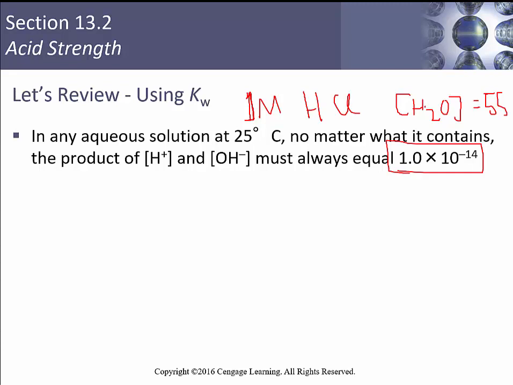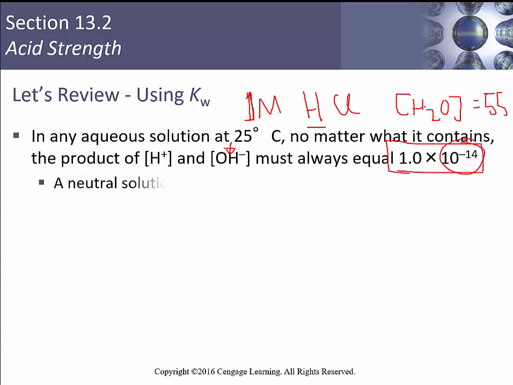And so if you throw in something like H plus from HCl, it's still going to try to reach that 1 times 10 to the minus 14, but it's going to do so by decreasing the amount of OH minus I've got.